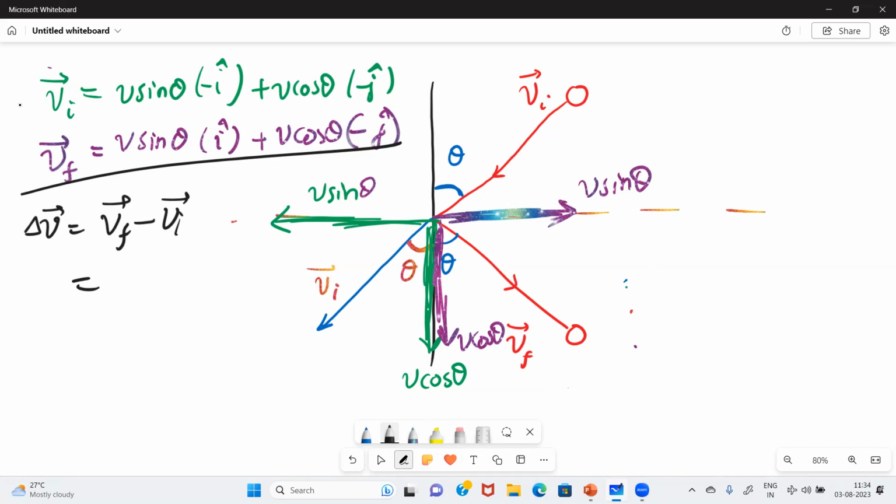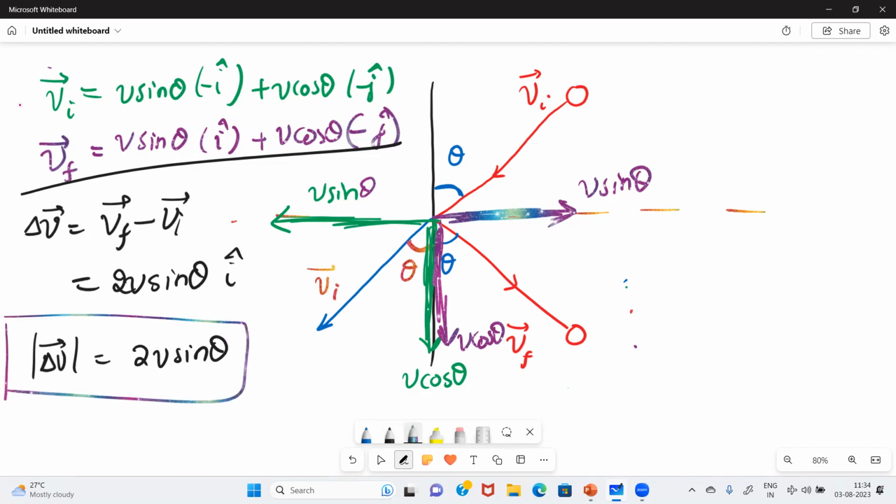Subtract. V sin theta i cap minus of V sin theta minus i cap. So it will become V sin theta plus V sin theta i cap, 2V sin theta i cap. So this time what will survive? V sin theta will survive. What will die? V cos theta is gone. Now we have found change in velocity. We need to find change in momentum. What is change in momentum? Mass into this. Then that divided by time will be what? Force.